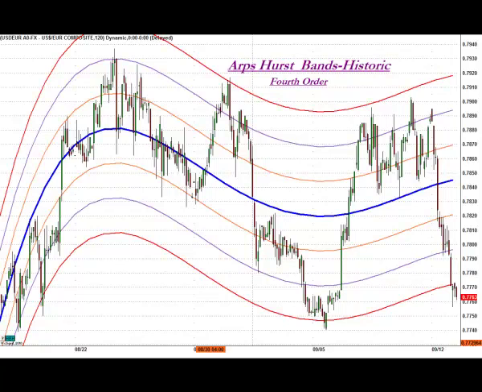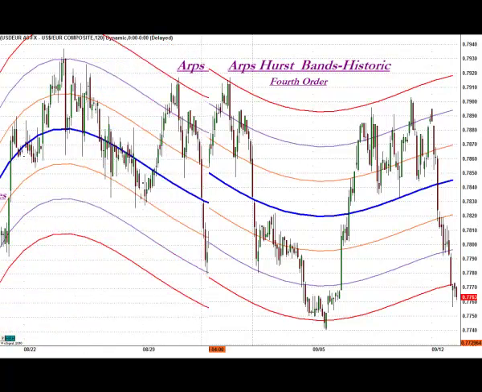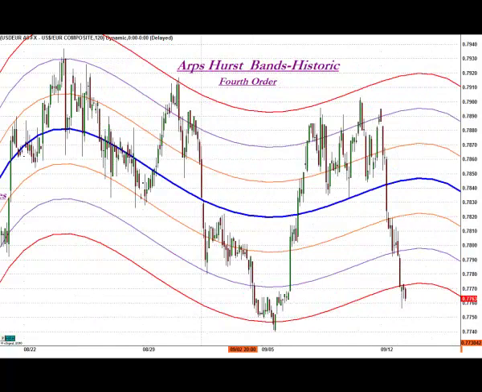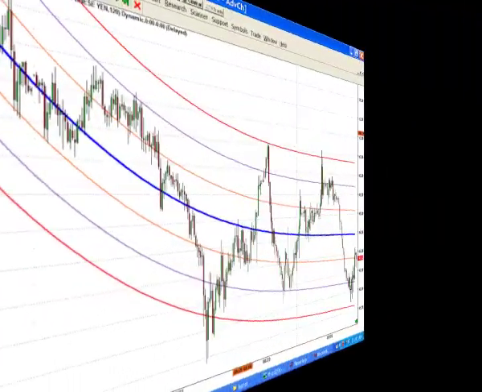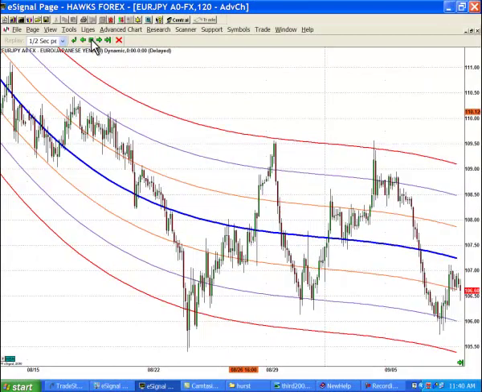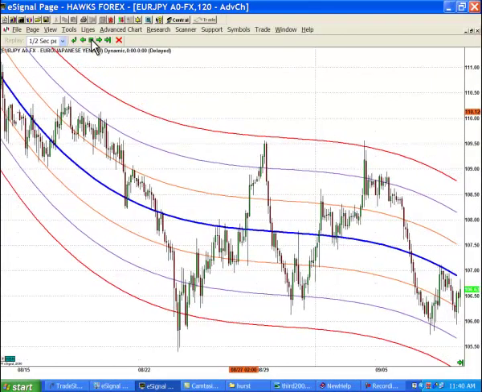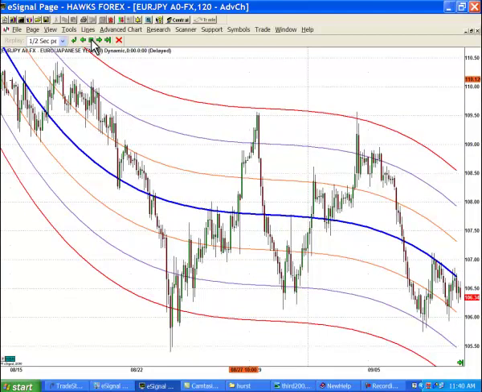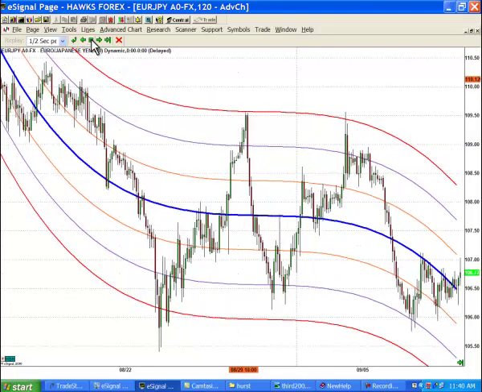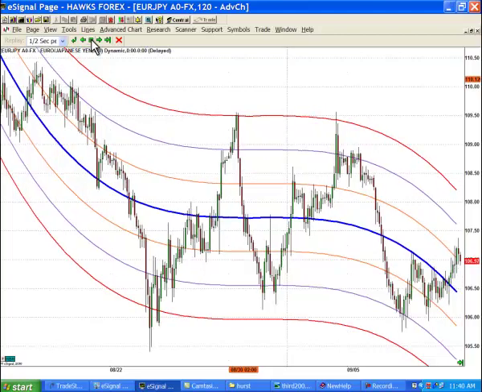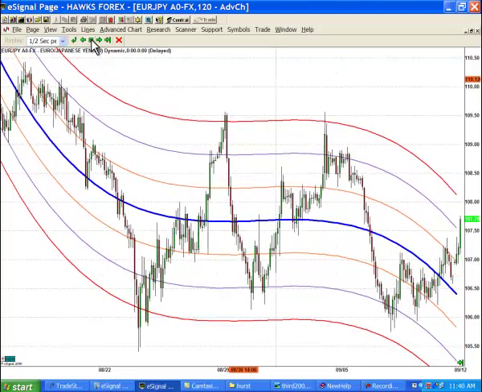Unlike other regression channel tools, the Arps Hurst Bands Historic also provides you with the opportunity to project these bands into the future, providing a statistical best guess at the direction of the price movement. Of course, the further into the future the bands are projected, the lower the statistical odds are of their accuracy. When we look at the Arps Hurst Bands Historic tool, we see that the calculations are replotted on each new bar of the chart. This shows the previous prices as historical information relative to the bands we are currently plotting.